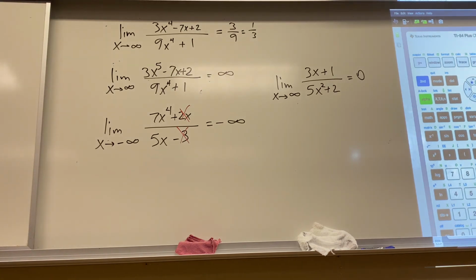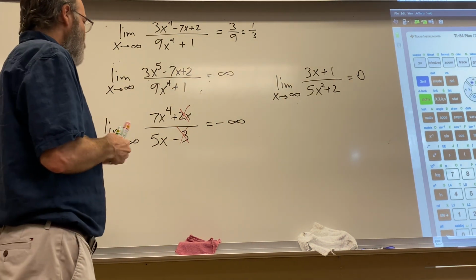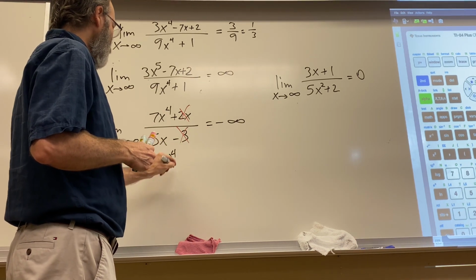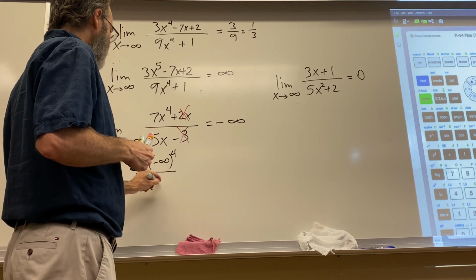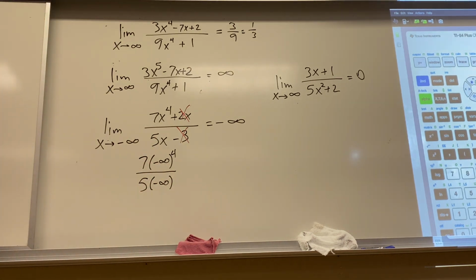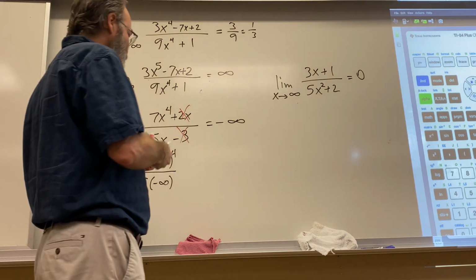The only thing that matters for these polynomials is what is the largest degree term when we're going to plus or minus infinity. So I'm just going to ignore those. So we have 7 times negative infinity to the 4th, 5 times negative infinity to the 1st. Okay? We're not really plugging this in. This is just kind of a scratch paper type of argument that we're making here. But let's just evaluate signs.